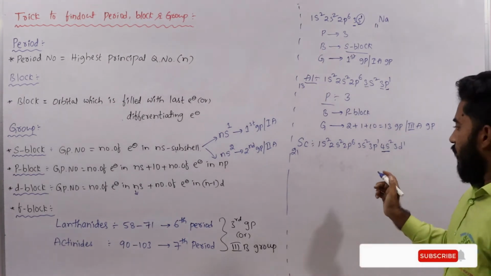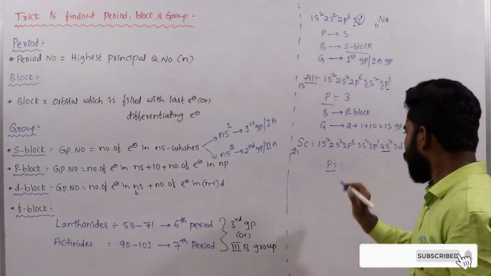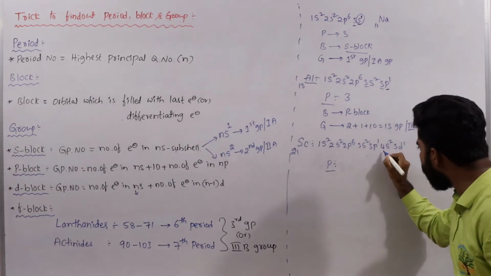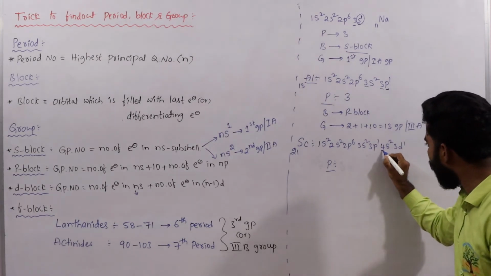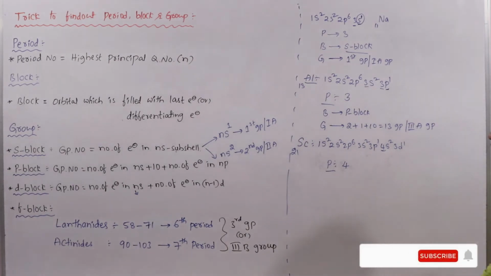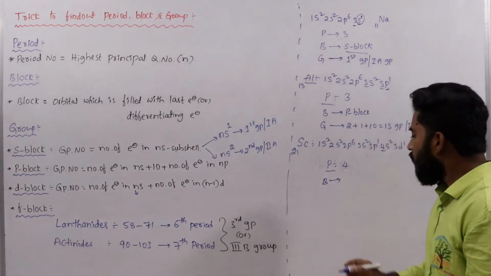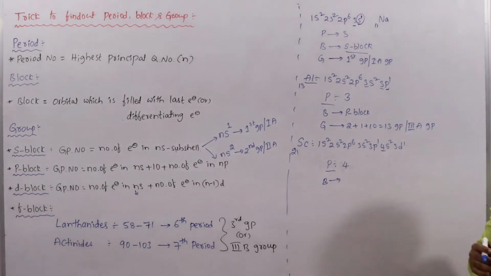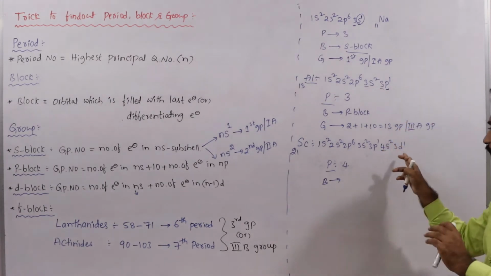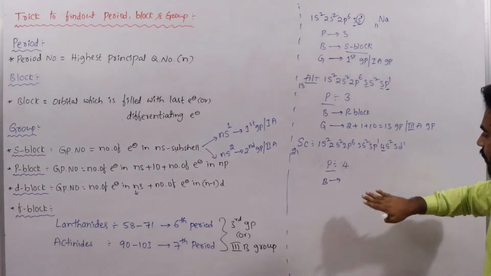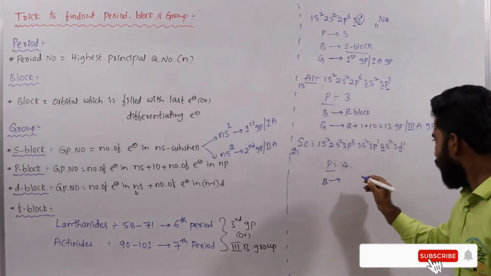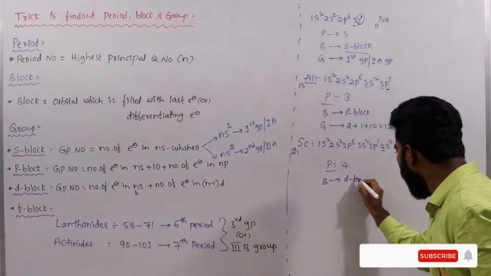So here, if you see the period, what is the highest principal quantum number? The highest principal quantum number here is 4. That's why it belongs to the fourth period. Next, see the block. The differentiating electron enters into which orbital? S orbital or 3d orbital? D orbital. The last electron enters into the d orbital after filling the 4s orbital, so it belongs to the d block.